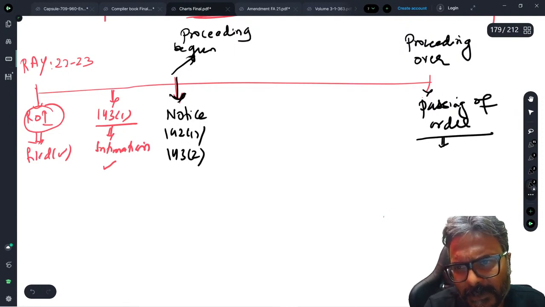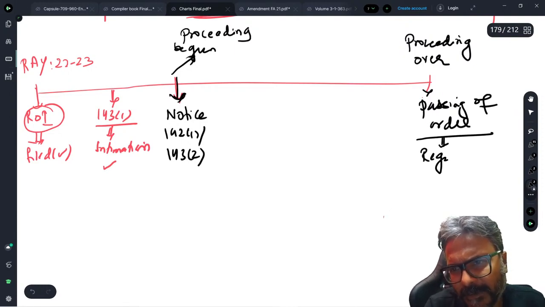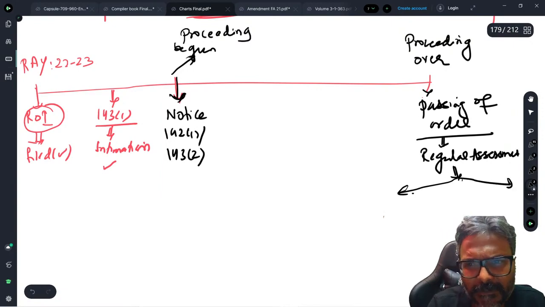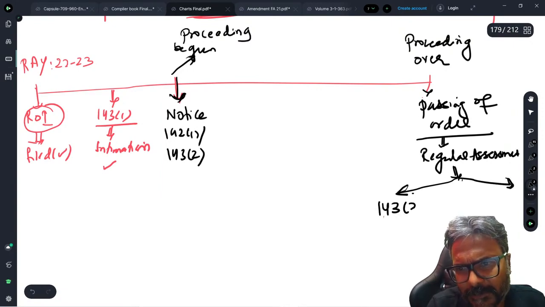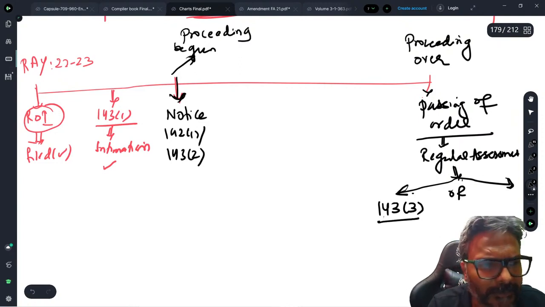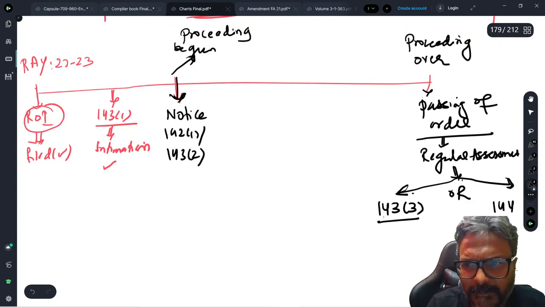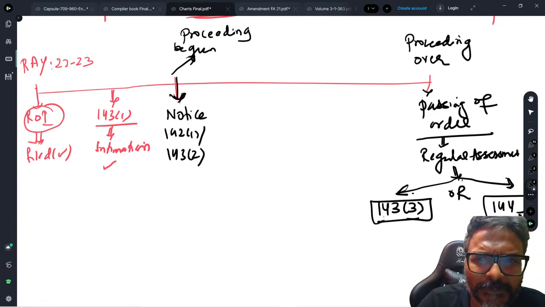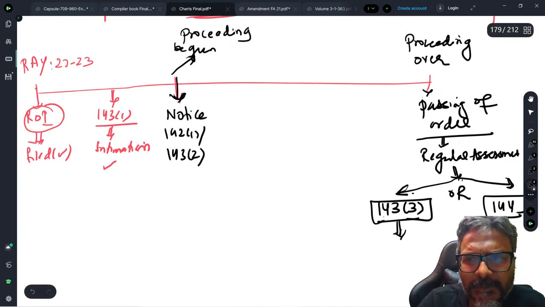As I told you, be careful about the regular assessment, students. The regular assessment is done under two sections. Which are the two sections of the regular assessment? Section 143 or 144. So 143 and 144. Now there is a special assessment under 147, students.